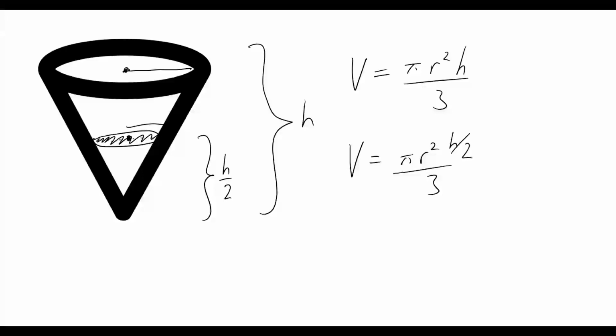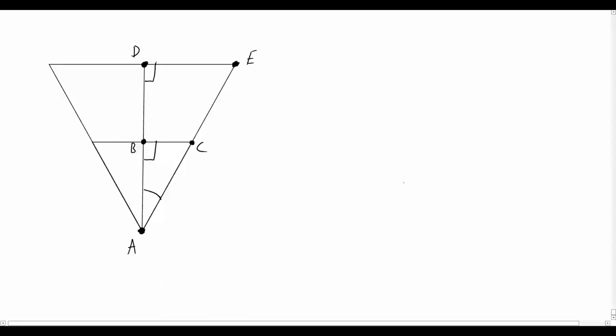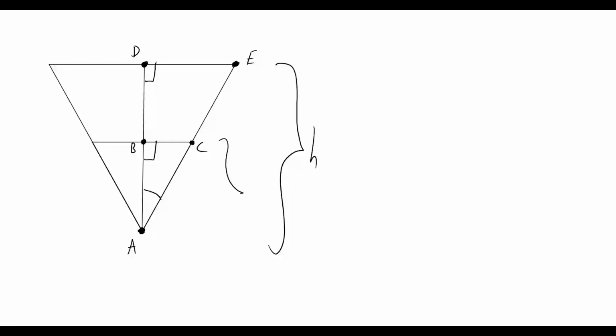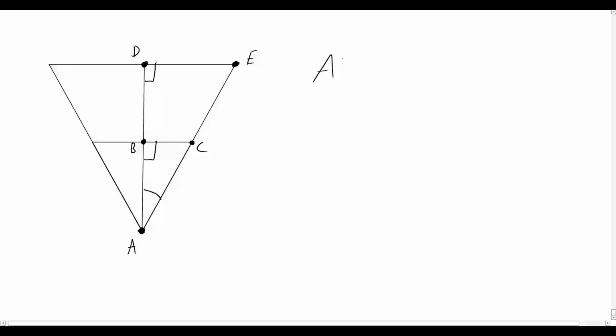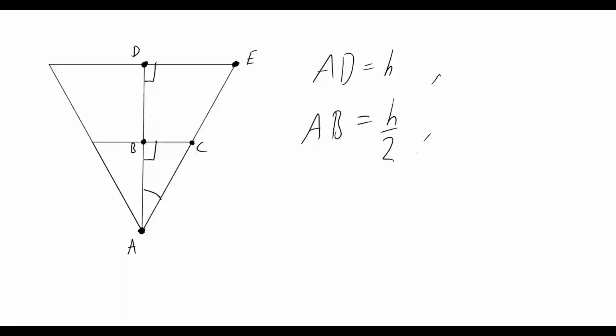Alright, so to have a bit more of a proper look at that problem, I've gone ahead and drawn a cross-sectional area of this situation for us. So we've got two different triangles here: triangle ABC and triangle ADE. These are just cross-sectional areas of that larger cone, where this is going to be our height h, and this section here is h on 2. Or we might be better off writing that as AD equals h and AB equals h on 2.